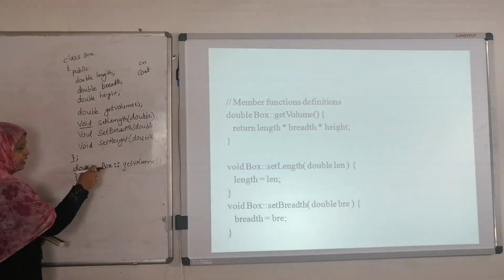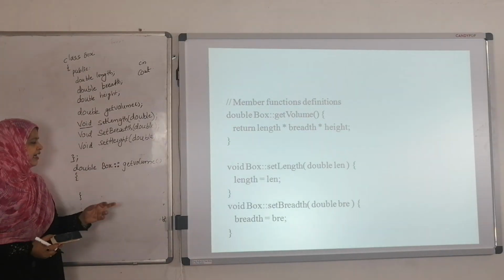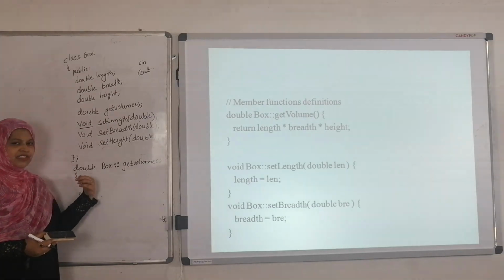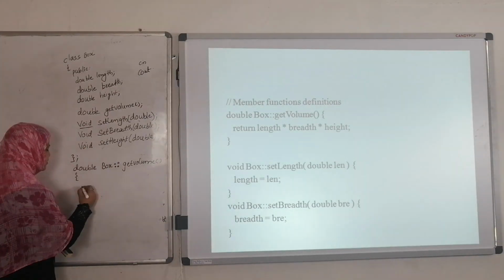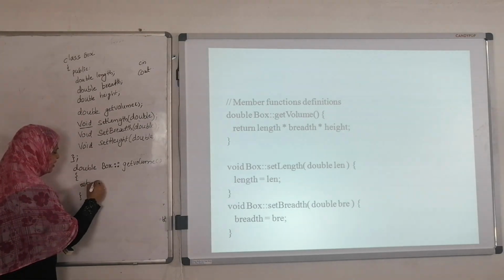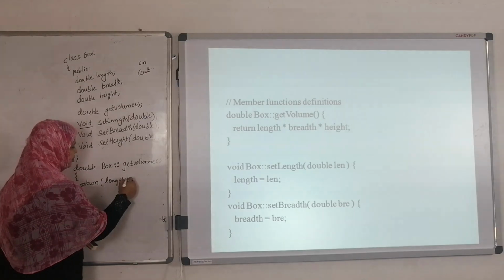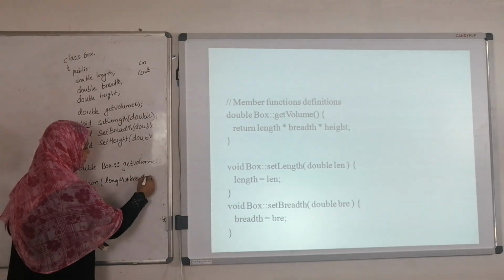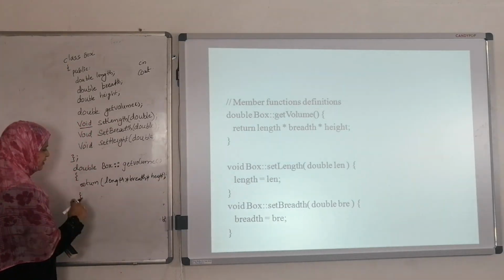Now define what type of operations we are going to perform here. The return type of this get volume function is double, so we are returning the volume value to the function main. So return length into breadth into height.